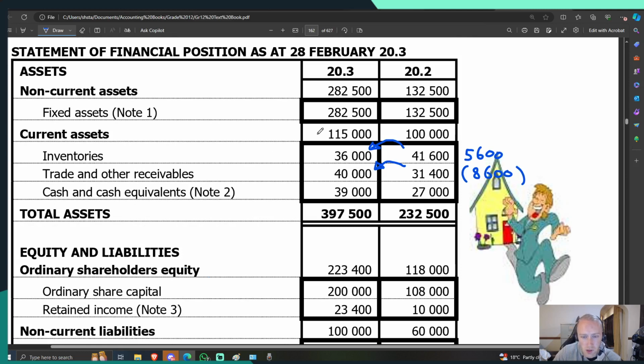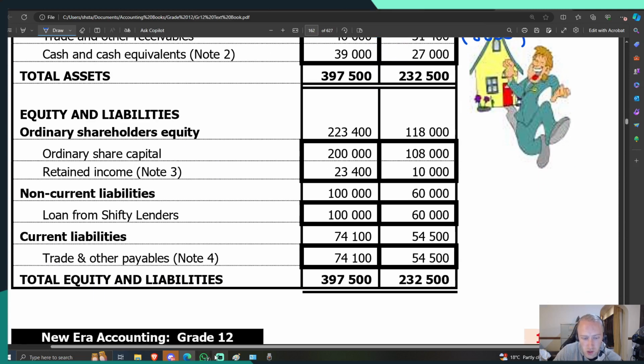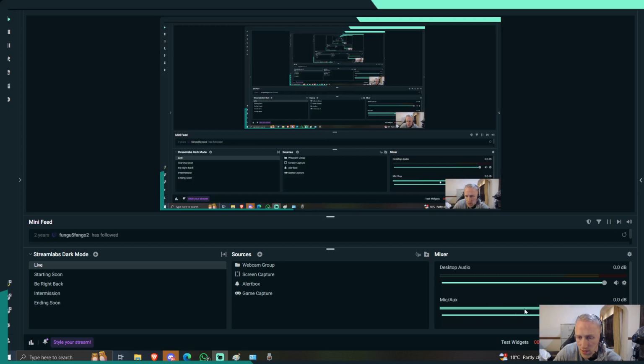Now we want to look at our trade and other payables. Let's just make sure I still have volume here. Yes, I do, it looks like.